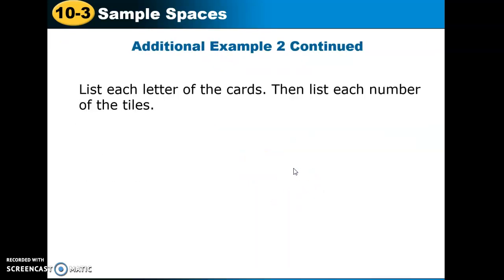If we make a tree diagram, what you want to do is start off by listing the letters of the cards. So we have north, south, east, and west, correct? Yep.